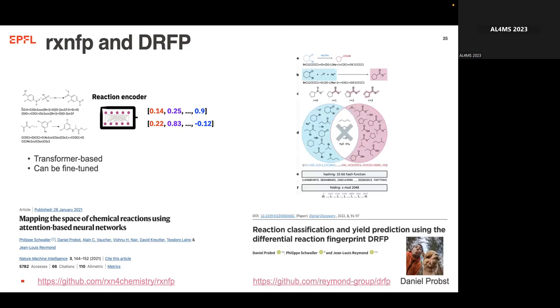On the other side, we also worked a lot with DRFP, which is a heuristics fingerprint, where we basically subtract shingles from the reactants from the product, and after hashing the remaining shingles and using modulo to get it to the targeted size, we get a binary fingerprint back that describes this reaction.